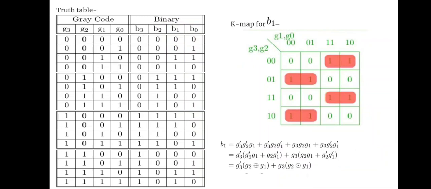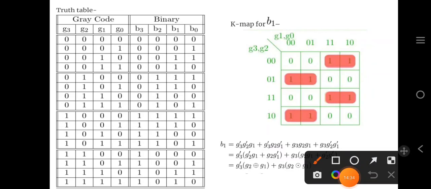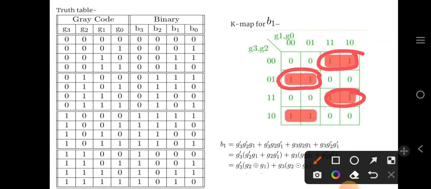Now the next step is to make groups. Here you can see 2 adjacent ones are there, so you can make 4 groups like this. As the number of groups is reduced, it means the equation will also be reduced.